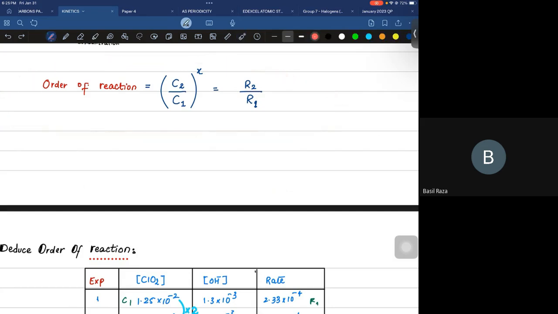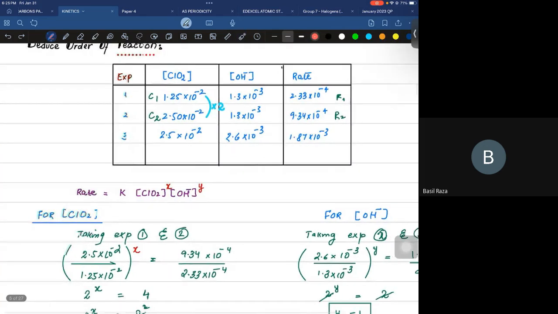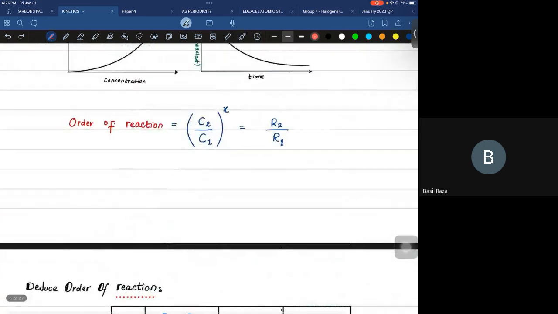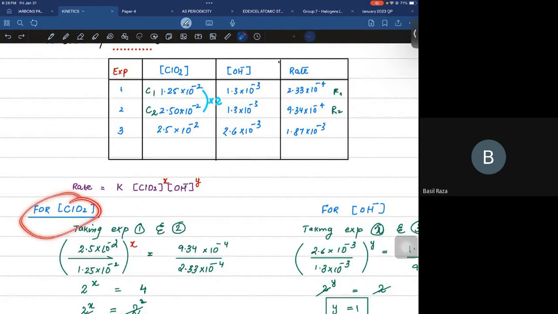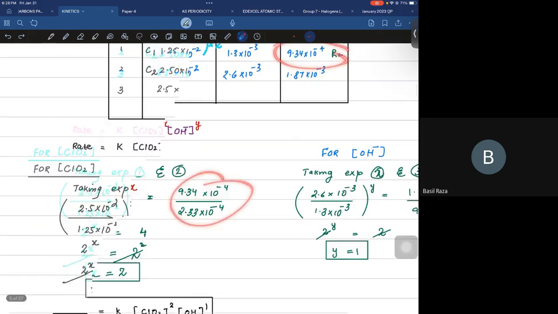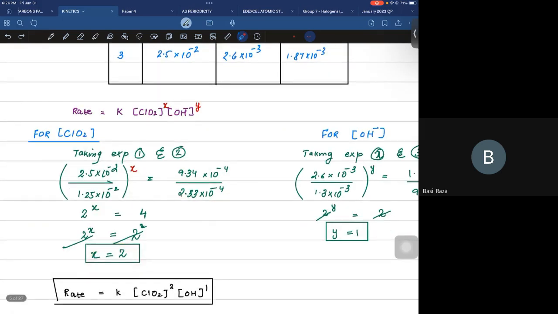Okay, so let's suppose the relation says C2 upon C1 is equal to R2 upon R1, and this is the order of reaction. Now you can see for ClO2, when I have taken experiment 1 and 2, so I took these two values. This is C2 and this is C1. C2 upon C1 is equal to R2 upon R1. Okay, so I got this. So I told you before that it is second order reaction with respect to ClO2.